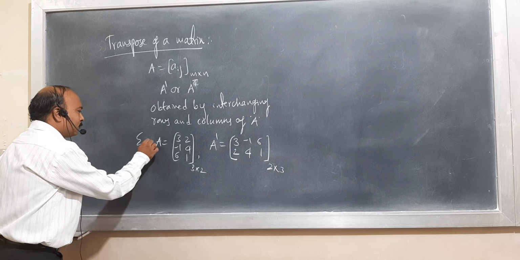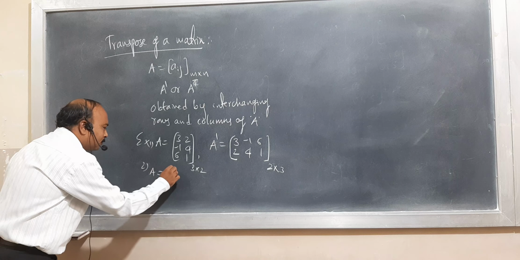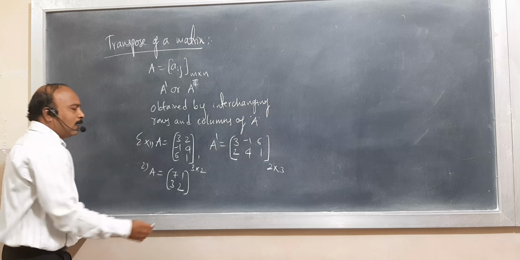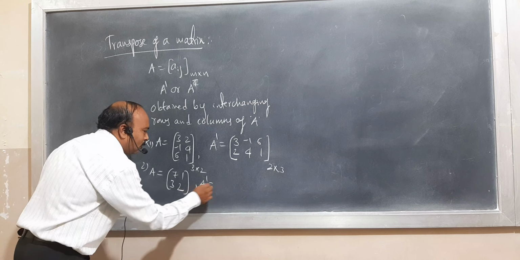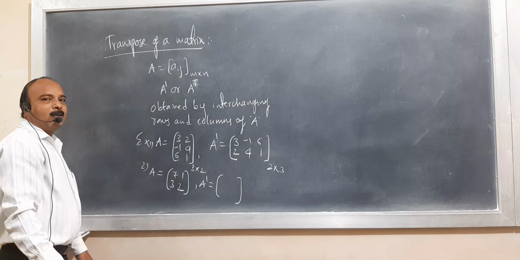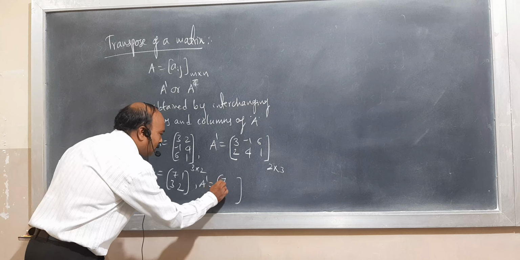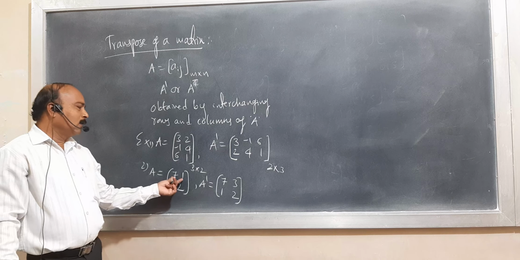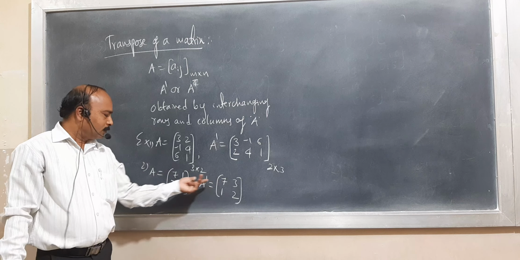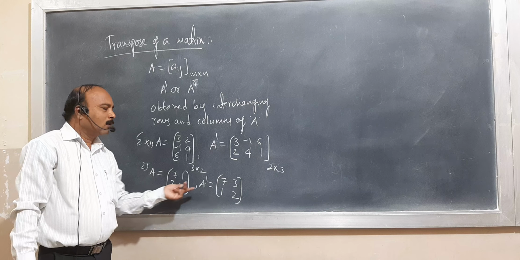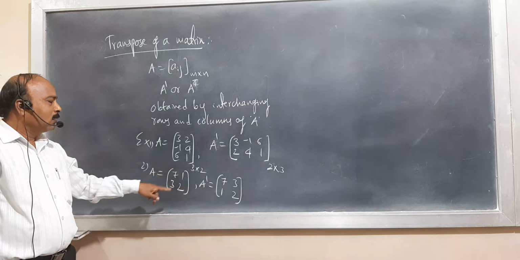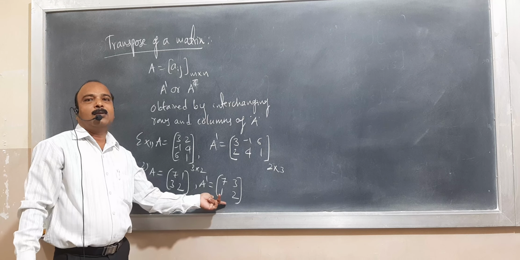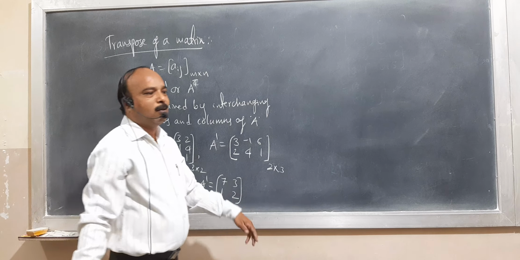Next example, if A equal to [7, 1; 3, 2], then how to write A dash? A dash is given by interchanging the rows and columns. It is [7, 3; 1, 2]. It is the transpose of A. Here 7, 1, the first row, changes into the first column, and 3, 2, the second row, changes into the second column. Here you observe that every row is changing into a column and every column is changing into a row. That is nothing but the transpose of the given matrix.